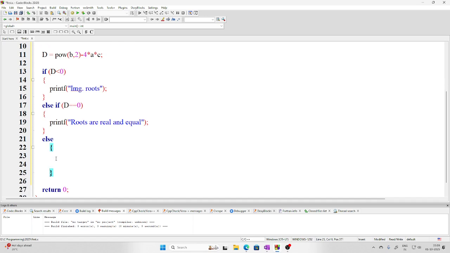And if this condition also becomes false, then what will be left? That d is now more than 0. So that is else. We needn't write any condition in else. We will simply be printing that the roots are real and unequal. That's it. So simple. Now let us run it.